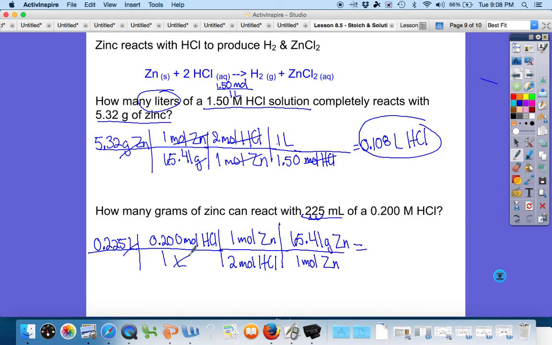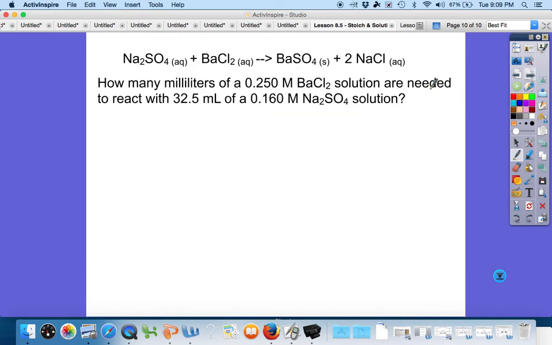We can cancel out liters, we can cancel out moles of hydrochloric acid and moles of zinc. So we need to take 0.225 times 0.2 times 65.41 and divide that by 2. And we would need 1.47 grams of zinc. Okay, so 2 examples going from grams to liters or going from liters to grams. With this last example, I would go ahead and pause the video and give this a try on your own.